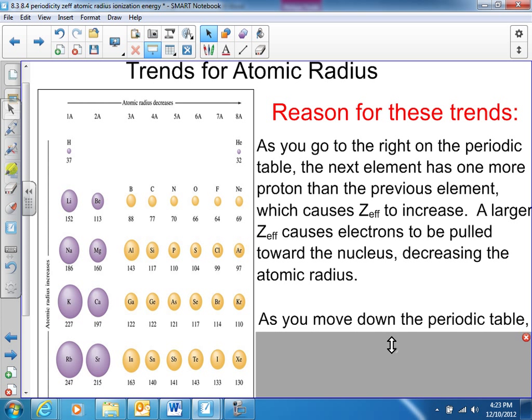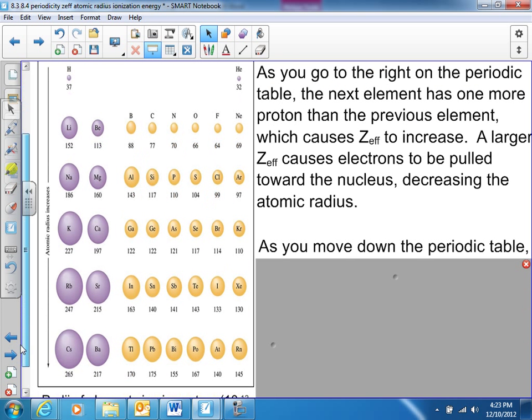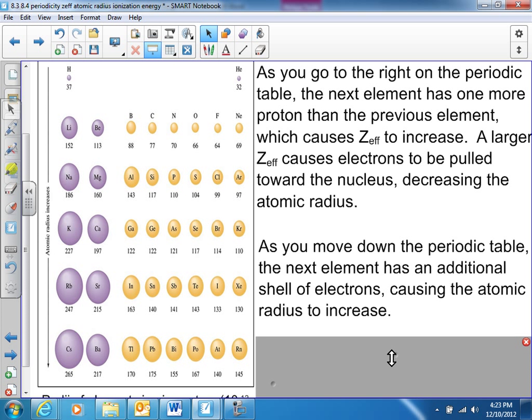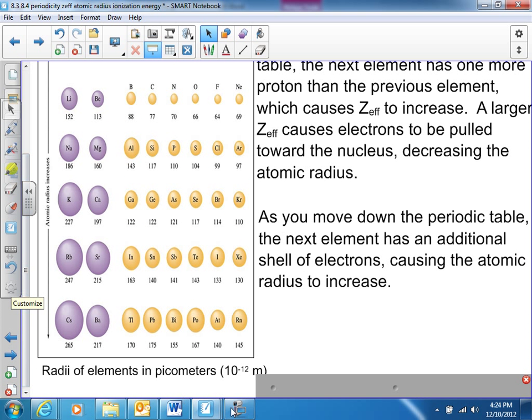What about going down the periodic table? What's happening with the electrons when we move down the periodic table? What are we getting more of? You can try to guess. We're getting more shells of electrons. If you have another shell of electrons, you're going to be bigger. 4 shells is bigger than 3 shells, is bigger than 2 shells. Remember little babushka dolls. Okay, so those are the reasons for the periodic trends for atomic radius.